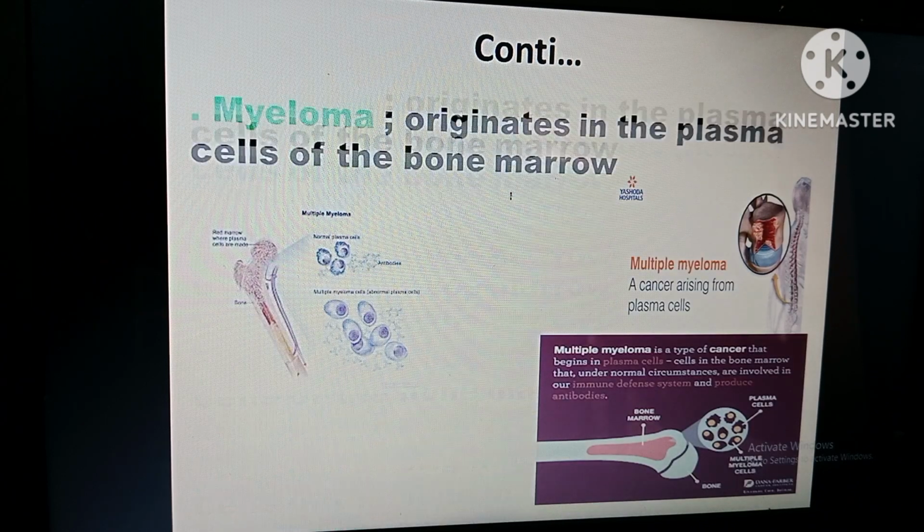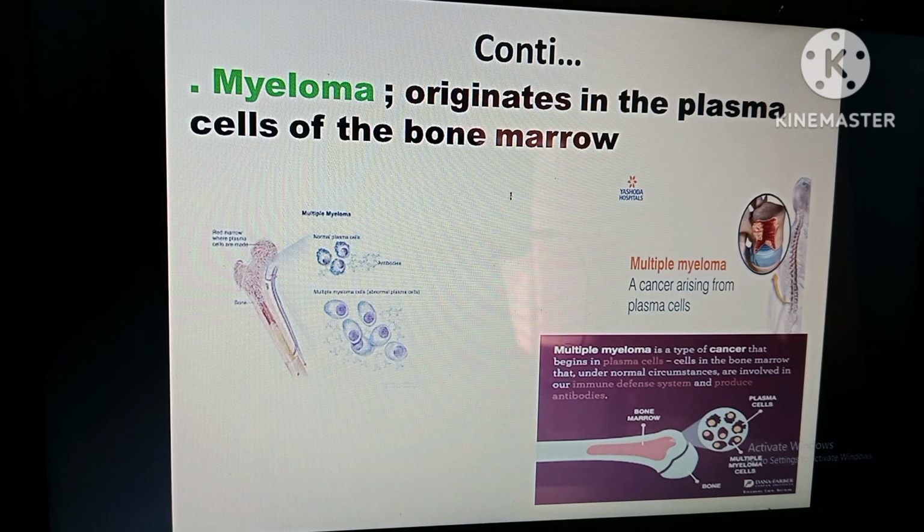Okay, next the third one is myeloma. Myeloma means the cancer originates in the plasma cells of the bone marrow. So what is a plasma cell? A plasma cell is a type of WBC, an immune cell produced in the bone marrow. So the cancer cell begins from the plasma cell. You can see multiple myeloma. You may have come across many patients suffering with multiple myeloma. What is multiple myeloma? Many abnormal plasma cells will be present.